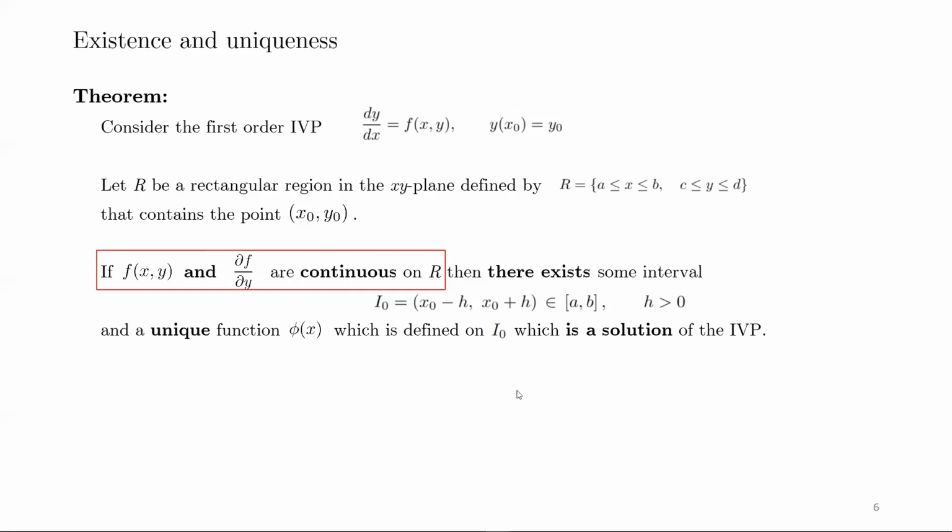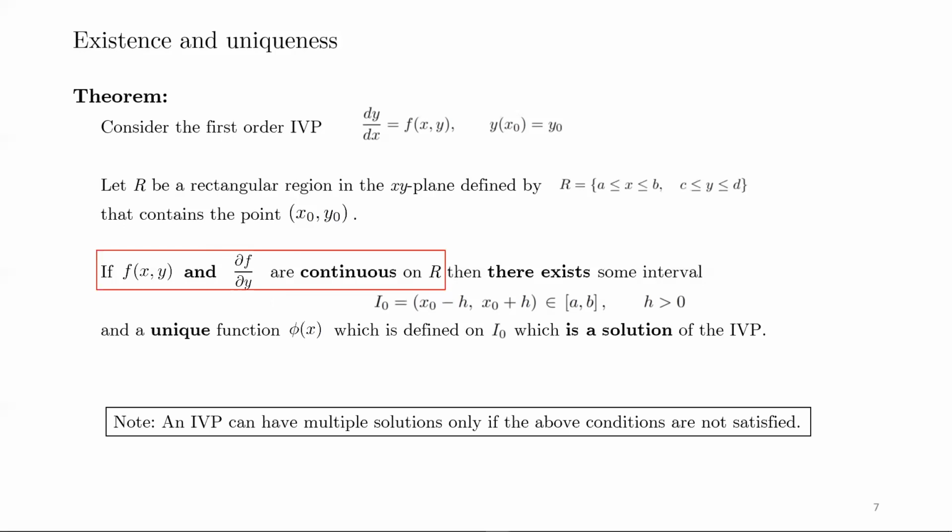All we have to do is check where the function f of x y, which is the right hand side of the ODE, is continuous and check where its derivative with respect to the dependent variable is continuous. And that will tell us where the initial value problem exists and is unique. Or the solution for the initial value problem exists and is unique.